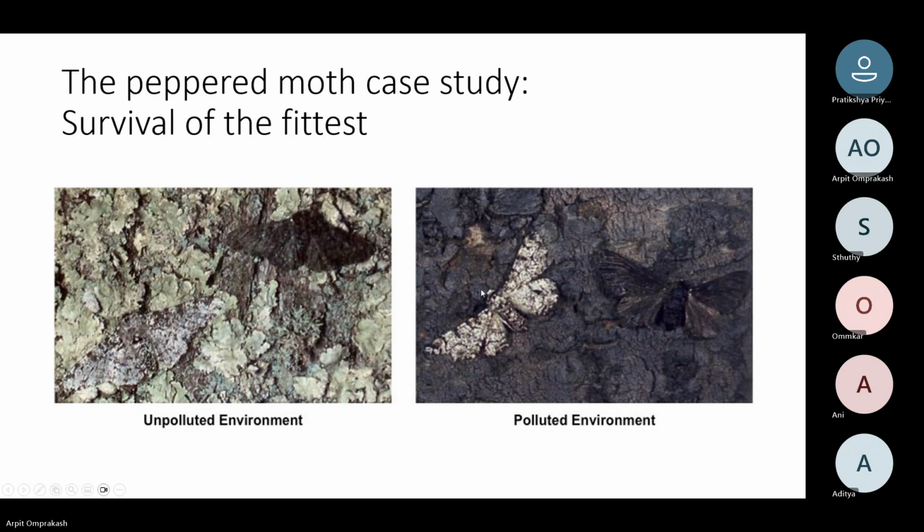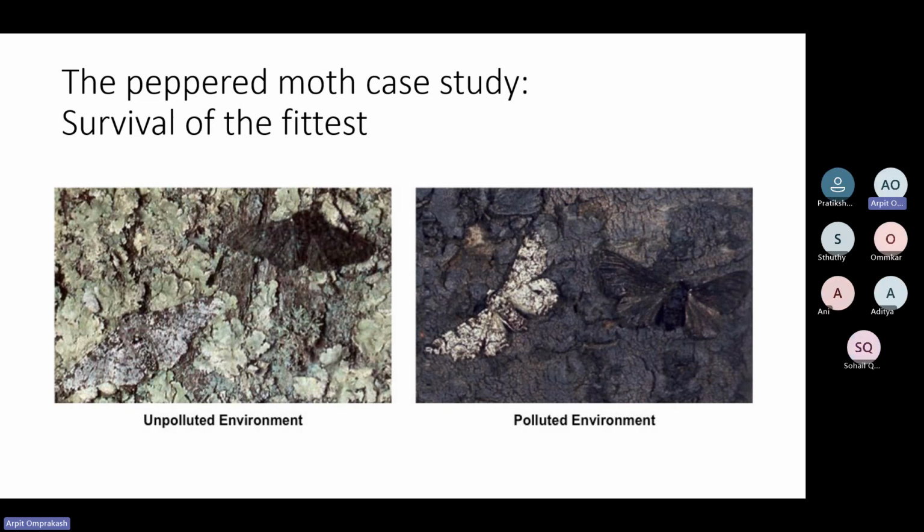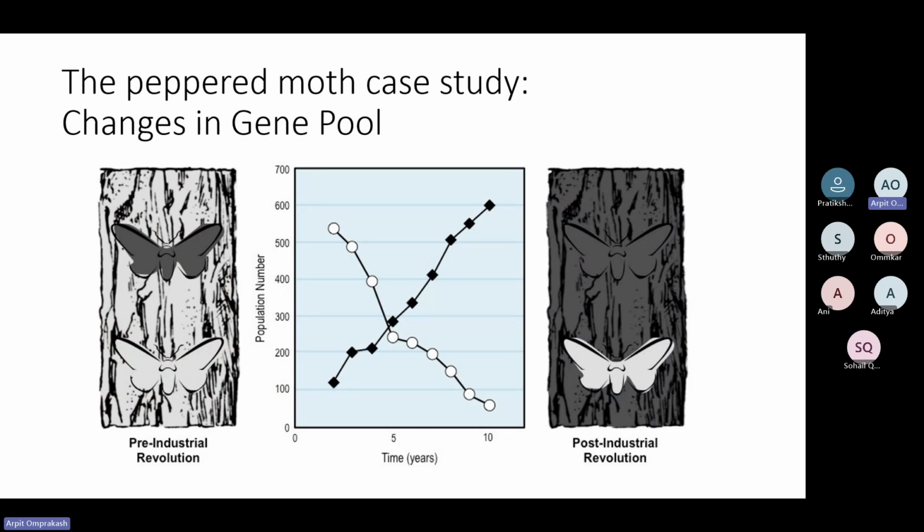So in the first case, the fitter one would be the white peppered moth because it's getting camouflaged into the surroundings and predators can't see it and eat it. Whereas in the polluted environment, the darker moths are more fit. Right. So survival of the fittest is the next thing that happens.